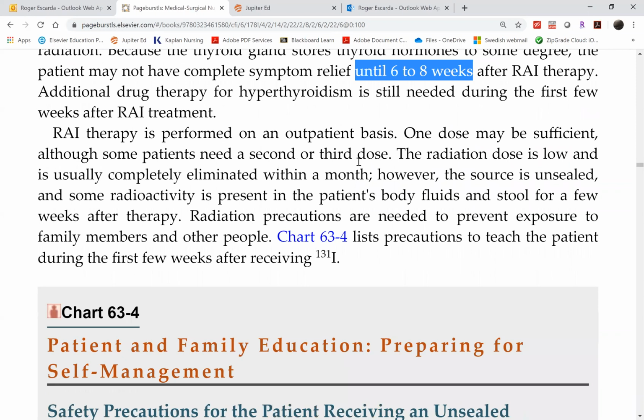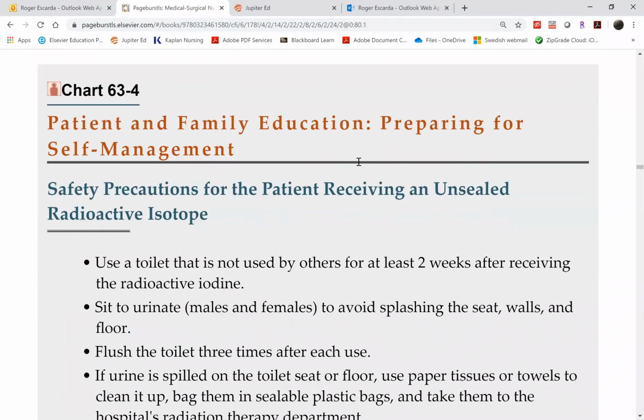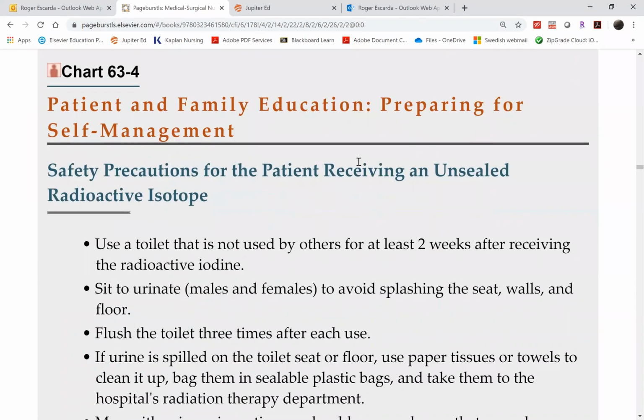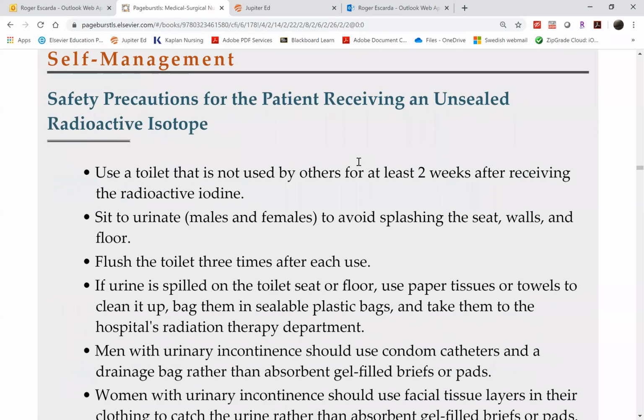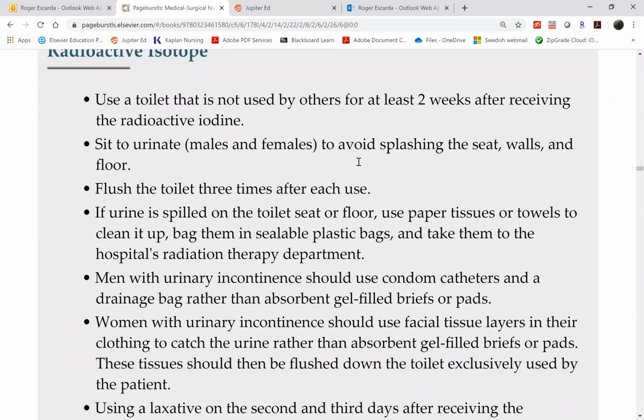Okay, here are your, please review this chart 63-4. RAI 131 falls under unsealed radiation. So since it's unsealed, therefore it enters body fluids. So anything coming out of this patient is radioactive for at least approximately 2 weeks. So that's why these are the precautions.